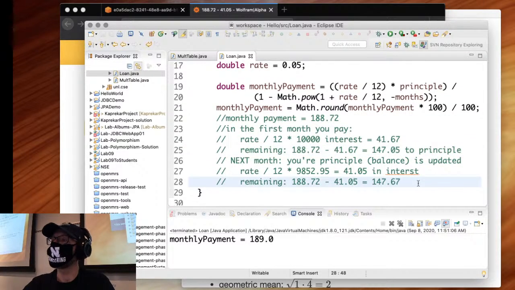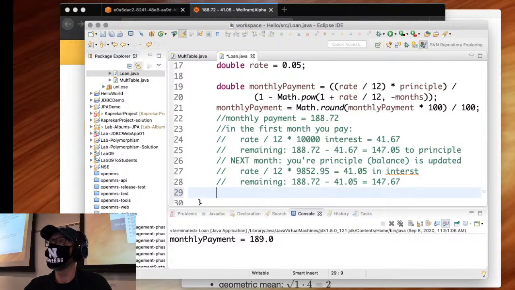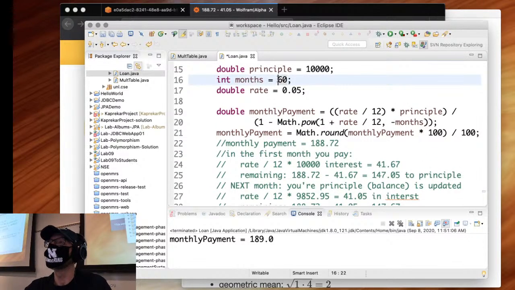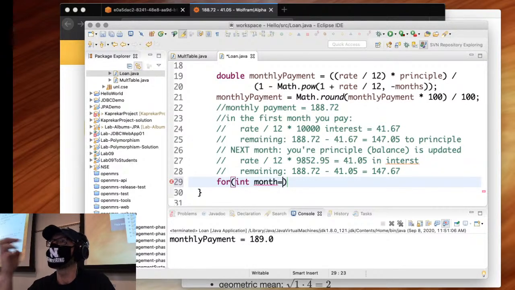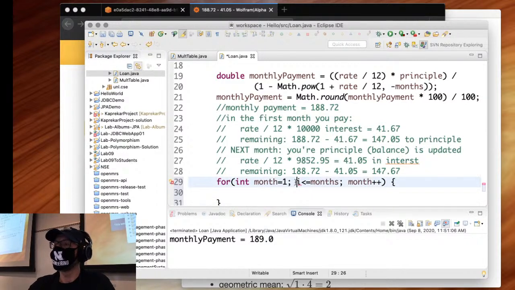I'm confident enough that I can actually write this loop now. While loop or for loop? Do we know up front how many iterations we're going to go? Yeah? 60 of them. So, for int month, I'll get away from using i here because what is i standing for? It's standing for the month. It's standing for the first month, then the second month, then the third month, then the fourth month, etc. I'll start it at 1. Month is less than or equal to months, or month plus plus.